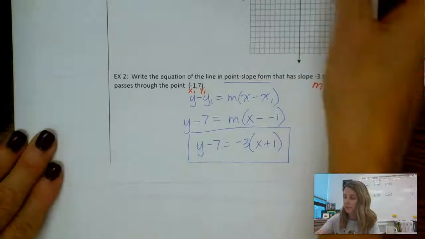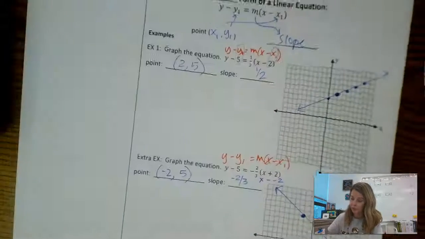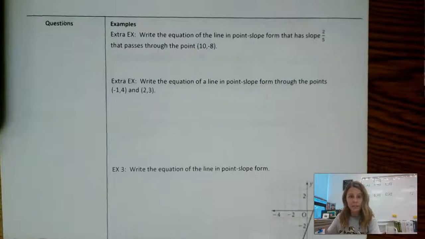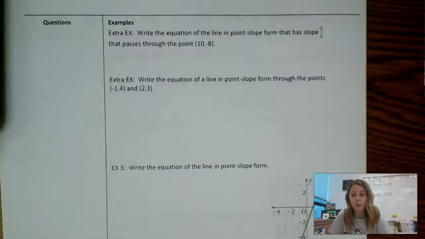Okay, let's go on to the next page. At the top here, I want you to go ahead and do this one. It's just like the one we just did. I want you to pause and write the equation of the line in point slope form for what you're given in that example.